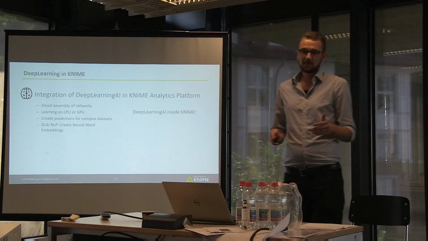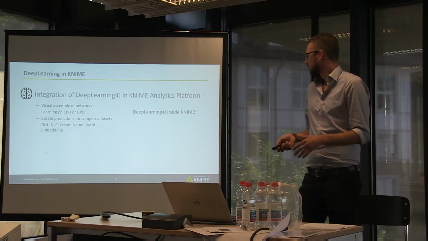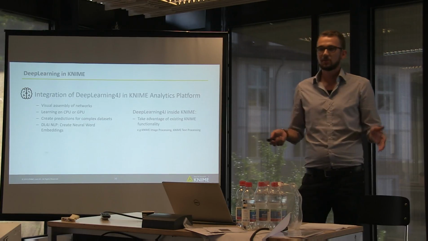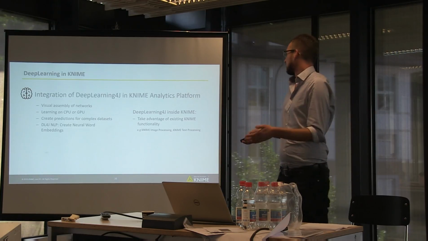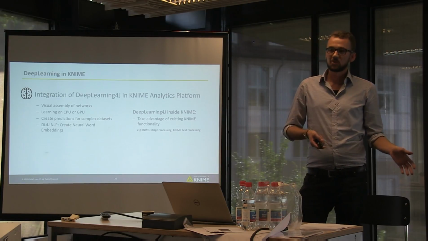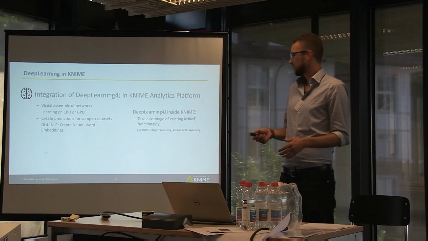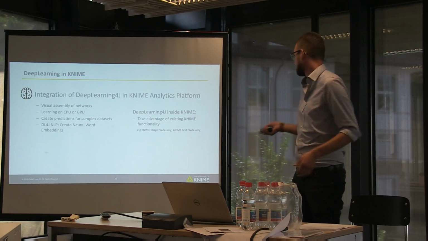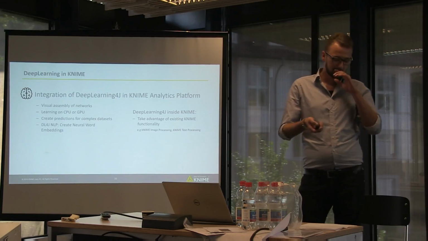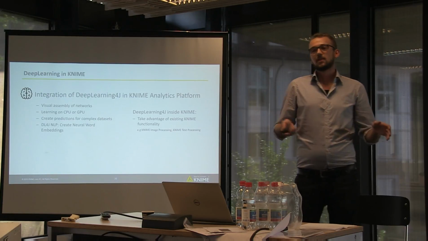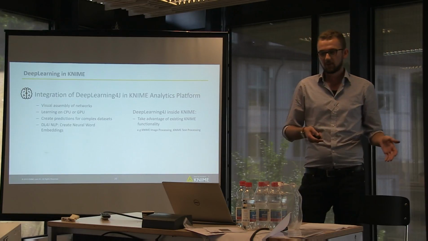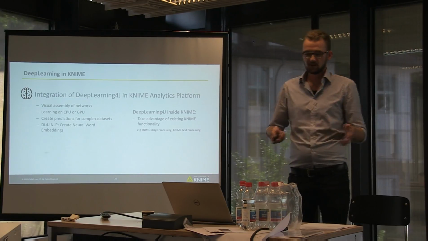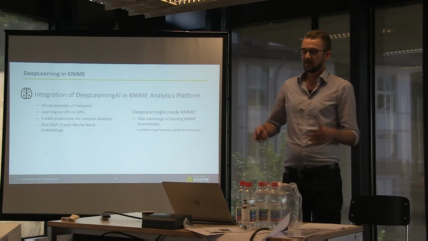So now the nice thing about deep learning in KNIME is that you can deploy your whole deep learning pipeline in a single platform. So you can take advantage of existing KNIME functionality. For example, if you're dealing with images, we have integration for image processing, or if you're dealing with text processing. So you can do your whole data pre-processing, the pre-processing which is needed before you feed the data to your network, in our platform.